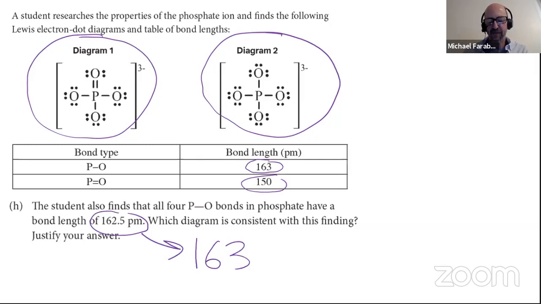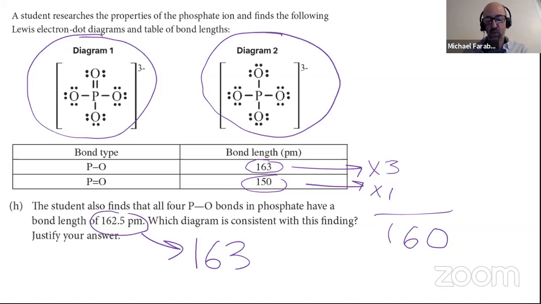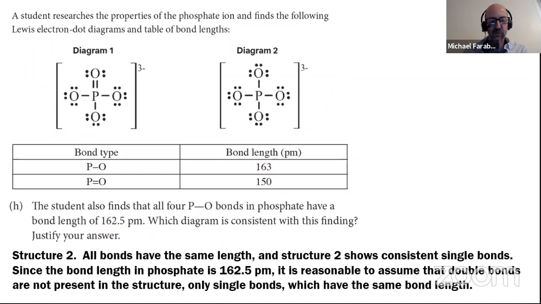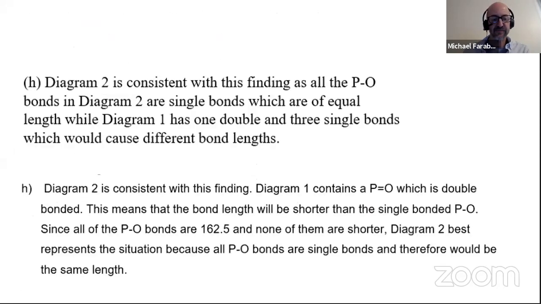single bonds. And if you do the math, if you take the average, so multiply this by 3, multiply this by 1, and then add them together, you're going to get an average that's around 159 point something. So I think that the fact that 162.5 is really close to 163, it would suggest that structure 2, in which all bonds have the same length and showing consistent single bonds, and since the bond length in phosphate is 162.5, it is reasonable to assume that double bonds are not present in the structure, only single bonds which have the same bond length. Let's take a look at some student answers.